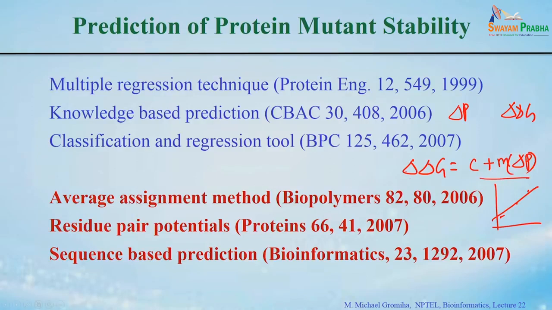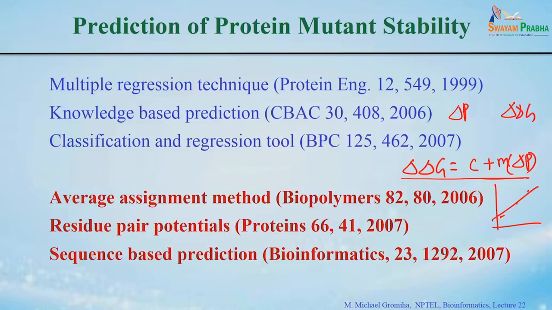So if you have some set of values and you frame the equation, and then if you have a new mutation, you know the c and m, substitute the value of delta p, and you can calculate delta g. You can predict stability if you have a good correlation.